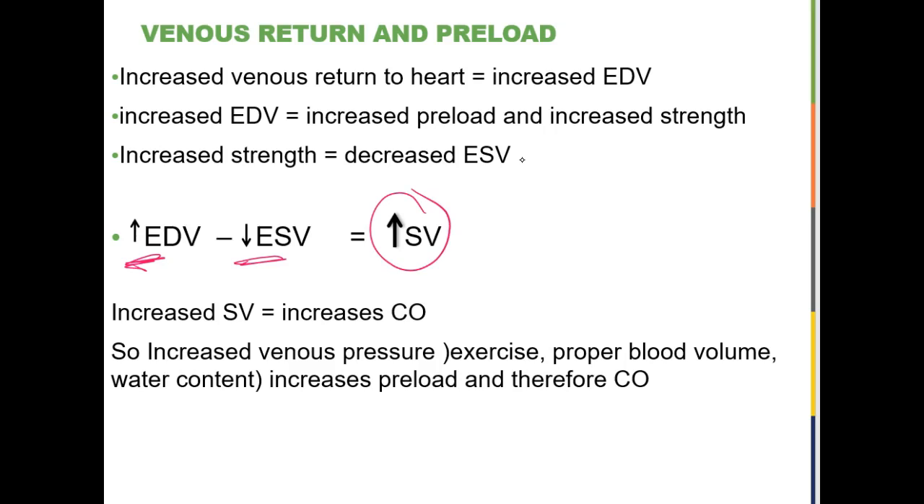And because increased venous return is so important for cardiac output, this is why things like staying hydrated and keeping a proper blood volume are so important, because once you start to get dehydrated and you have less blood volume to begin with, it's harder to get it to return, and you lose a lot of cardiac output when you start losing blood volume.